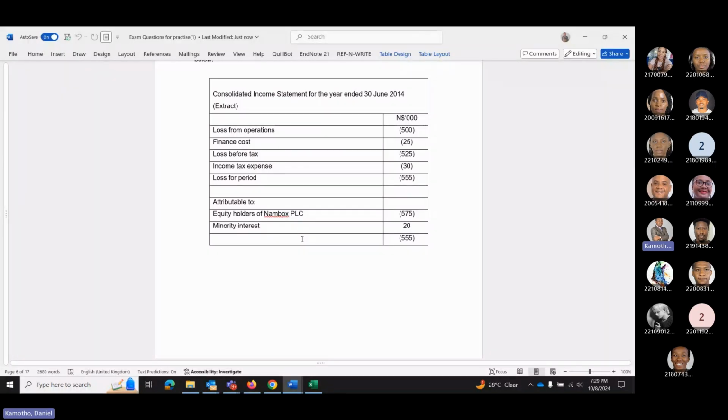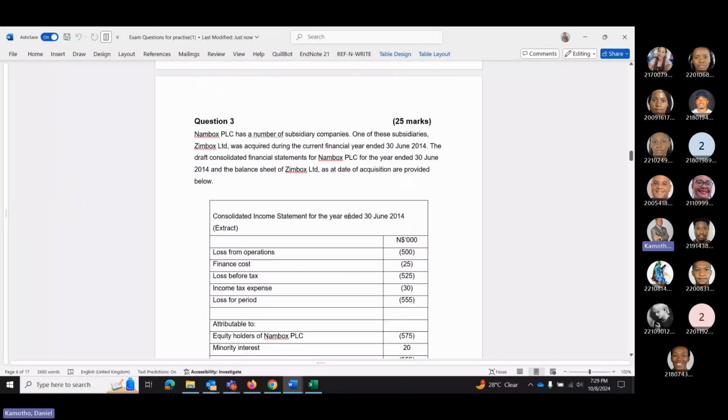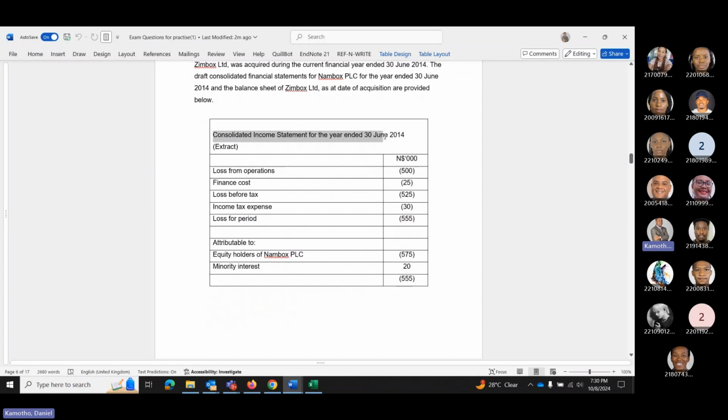And this loss is also a different thing. So here we have been given Numbox, which has a number of subsidiaries. One of these is Zbox, which was acquired during the current financial year. The draft consolidated financial statements for the year ended June 2014 and the balance sheet as at the date of acquisition are provided. So this is a consolidated statement of profit or loss and other comprehensive income. You can see they made a loss, they had financing costs and interest expense. In the end, they had a loss for the period of 555.